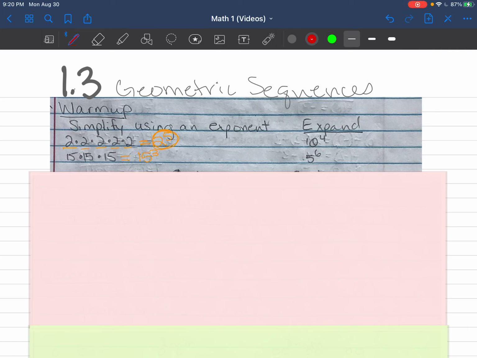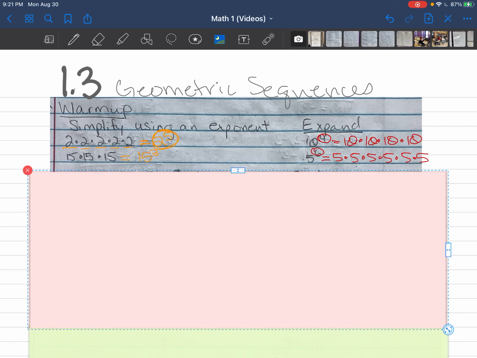If we're going to expand and we have 10 to the 4th, this is telling me I'm going to multiply 10 to itself 4 times. 5 to the 6th, this is telling me I'm going to multiply 5 to itself 6 times. Okay? So this is important to note because we're talking about geometric sequences.